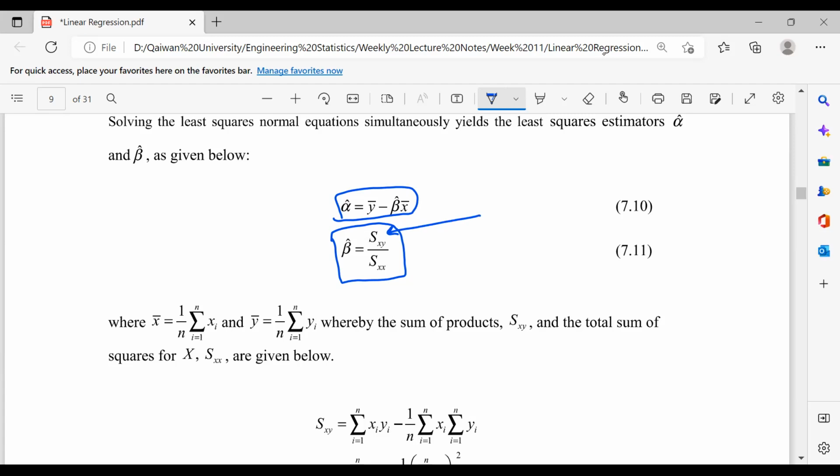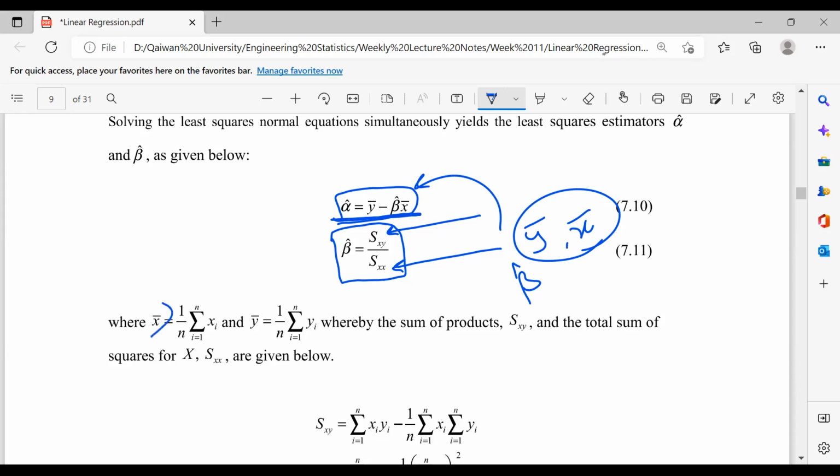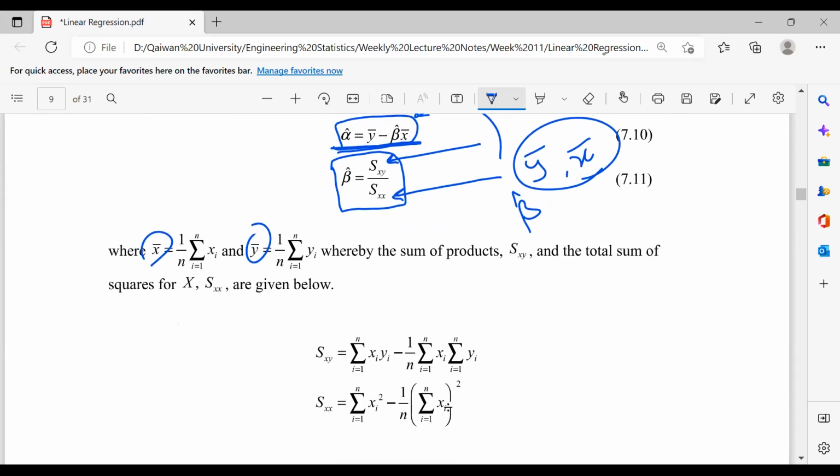We see beta hat is S_xy divided by S_xx. After finding this, we also need to find y bar and x bar. After finding these two and beta hat, we can get alpha hat. As you see, alpha hat is y bar minus beta hat x bar. These are x bar and y bar. This x bar is the sum of all x data divided by the number of data for x, and y bar is the sum of all y data divided by the number of data for y.